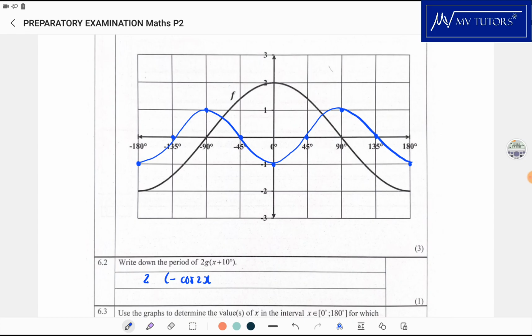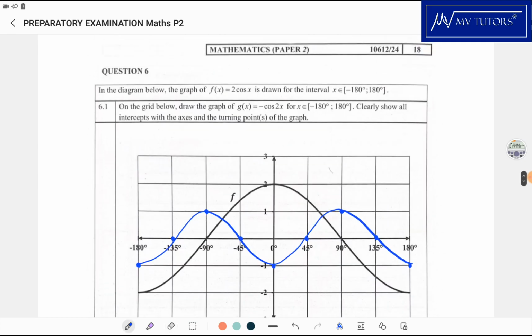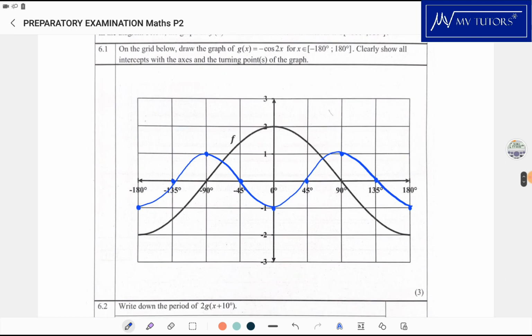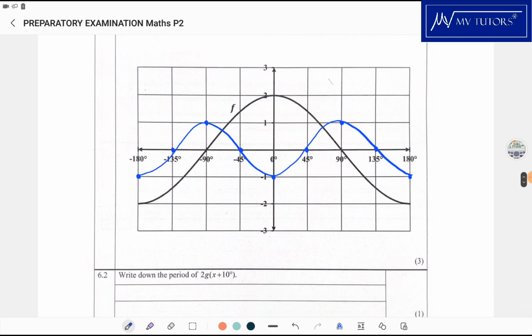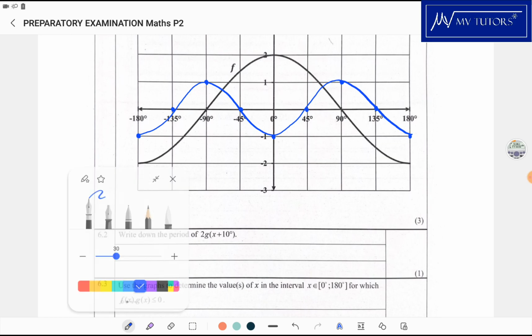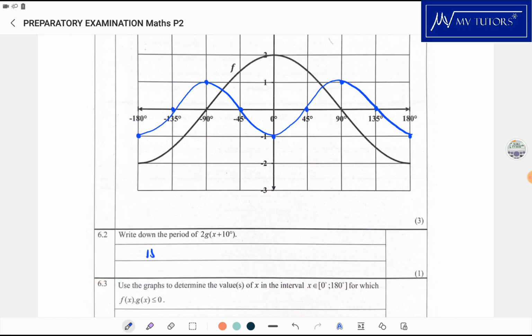And then the x plus 10, so this is shifted. But anyway, let me not bother with everything else. The period is affected by the coefficient of x, and the coefficient of x is 2. So like I said previously, for the original function cos x, the period is 360, but now because we have 2x, the period will be 360 divided by 2, which is 180. Let's not complicate our lives.